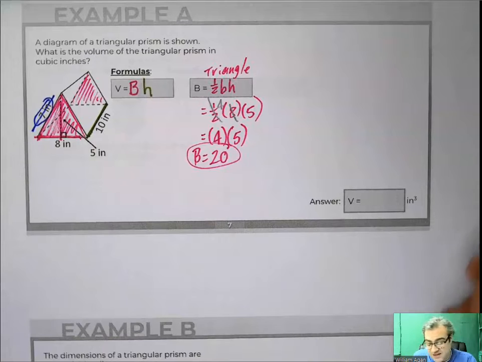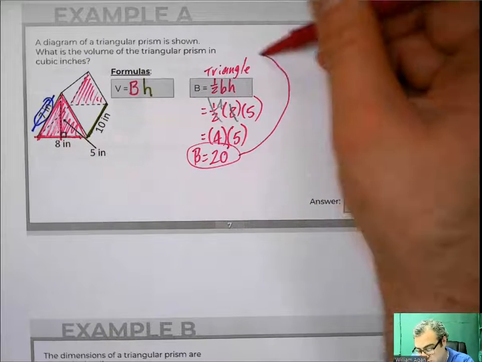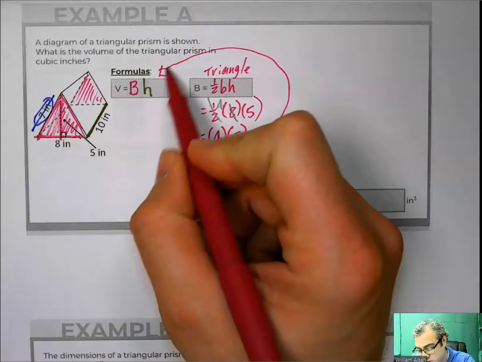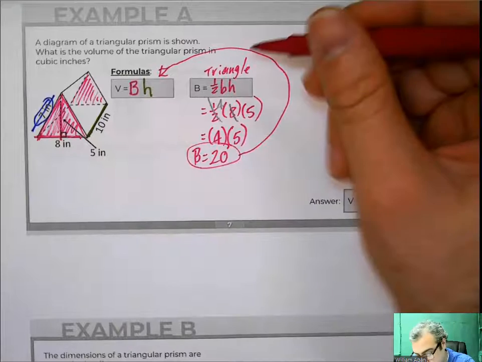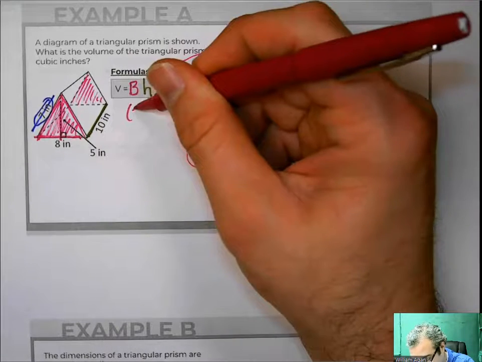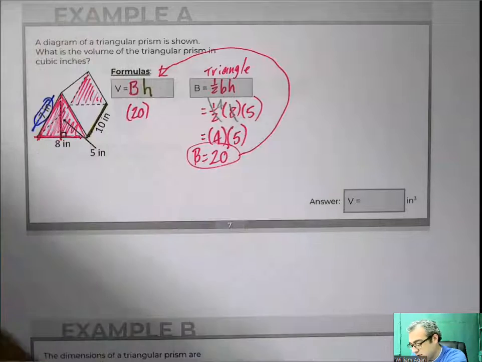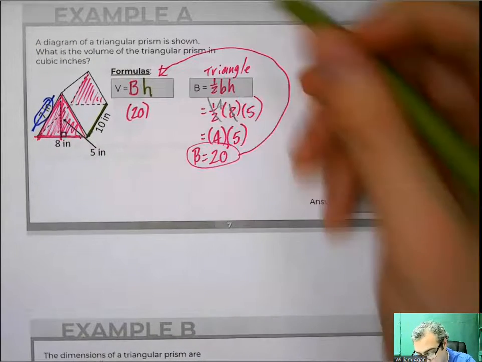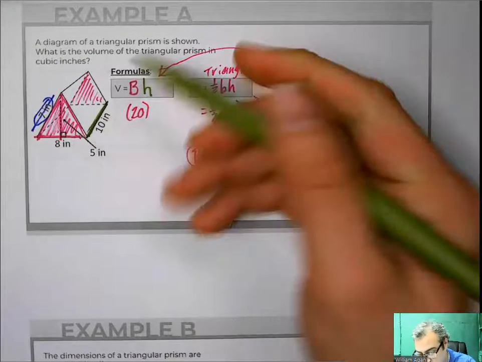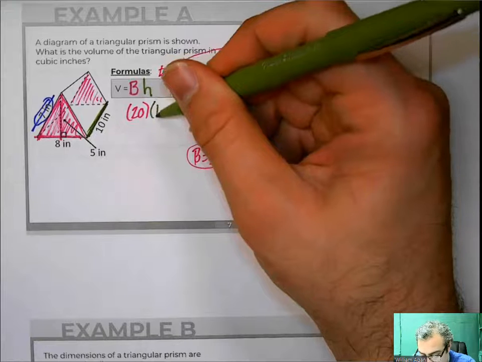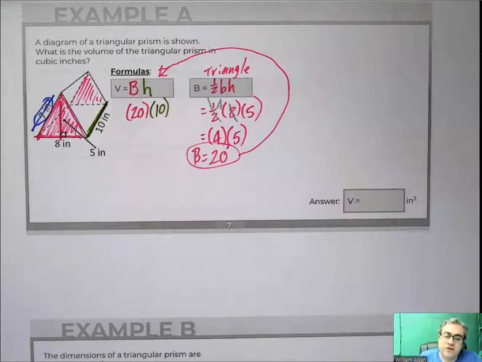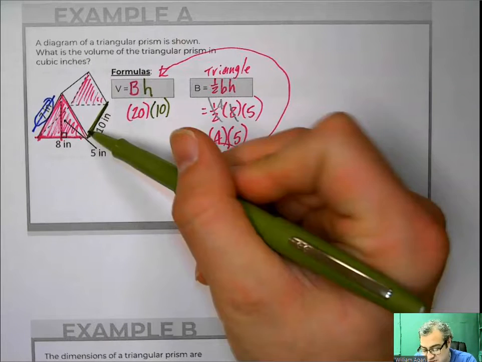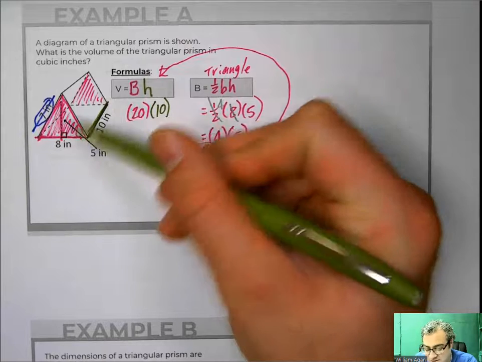Big B, again, is the area of the base. That is going to go right there where that big B is. The area of the base is 20, and the height of the prism is right here, 10. The height is really defined as the line that connects the two bases. Height doesn't have to be up and down. It's just the line or the edge that connects these two bases.